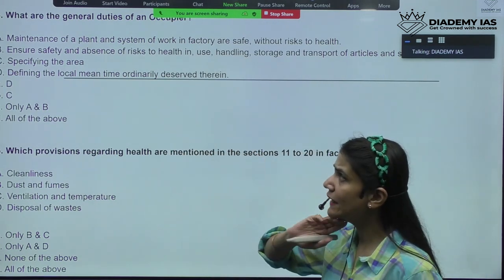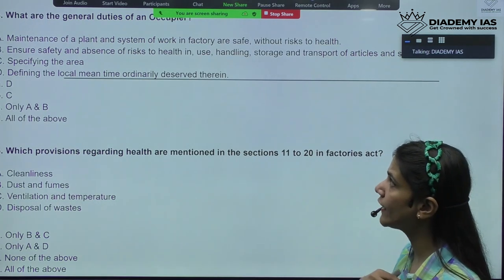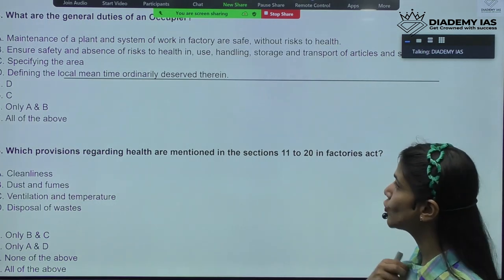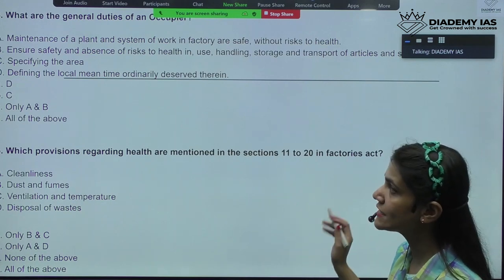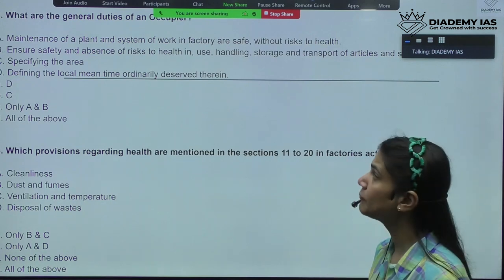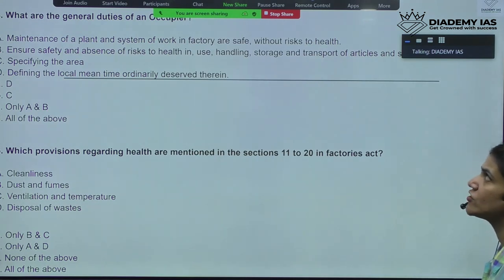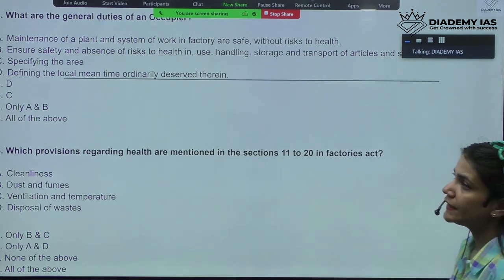First, it says maintenance of a plant and system of work in factories that are safe and without risk to health. Then the second responsibility here is to ensure safety and absence of risk to health in use, handling, storage and transport of articles.